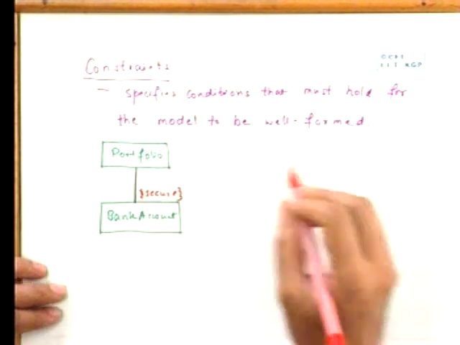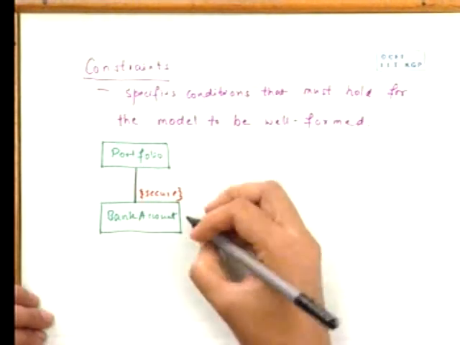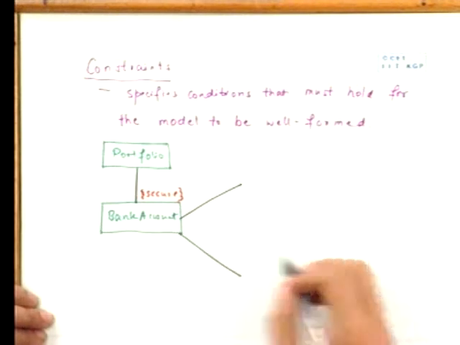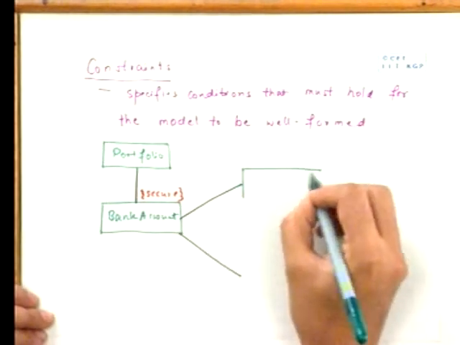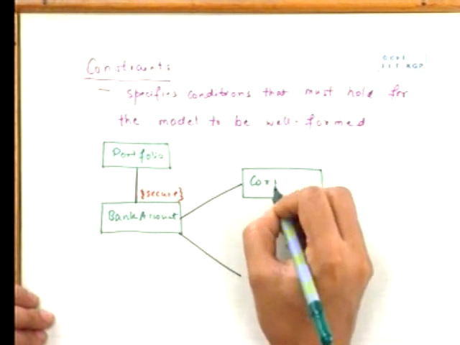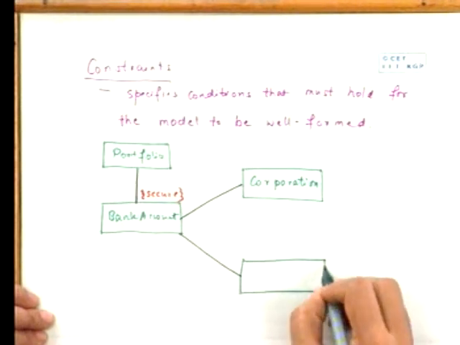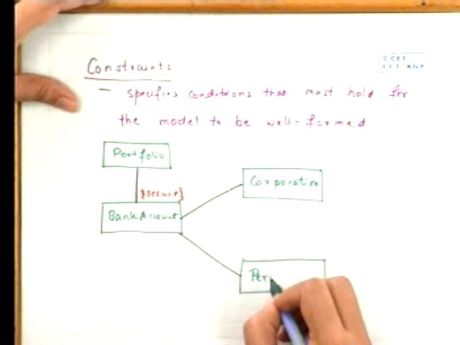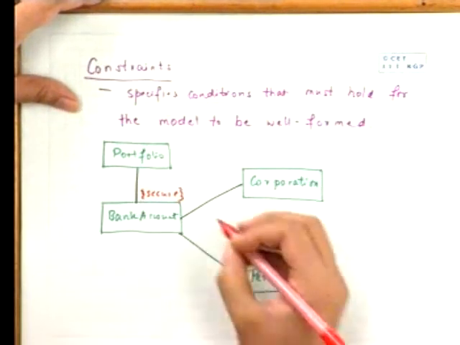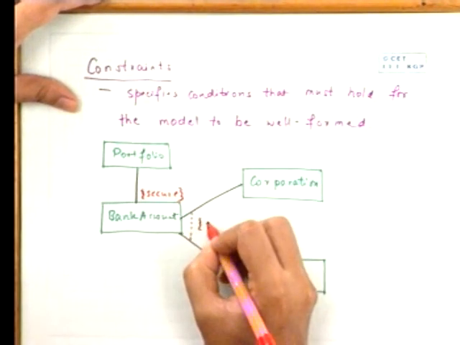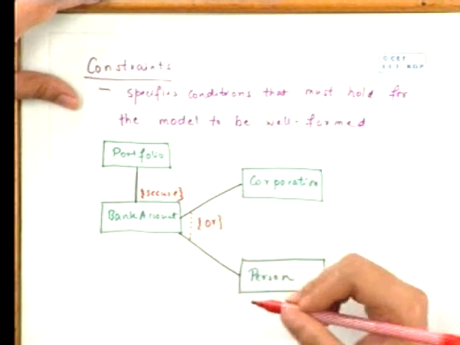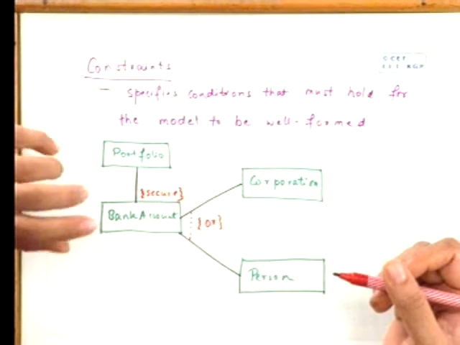Now, a bank account may belong to a corporation or a person. But you would like to specify that a bank account will belong to either a corporation or a person, and it cannot belong to both simultaneously. This can again be represented as a constraint. You say that this or this must hold. So this is a type of constraint using multiple elements.